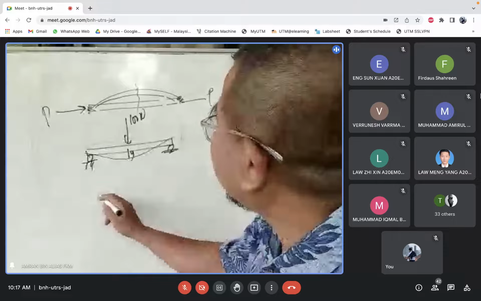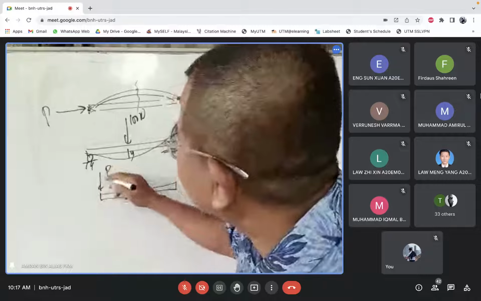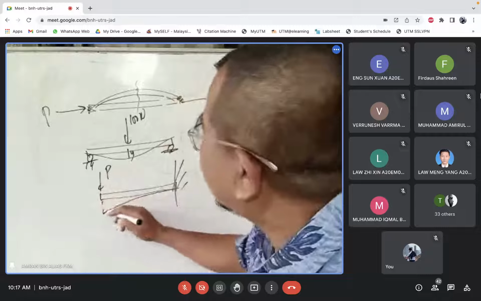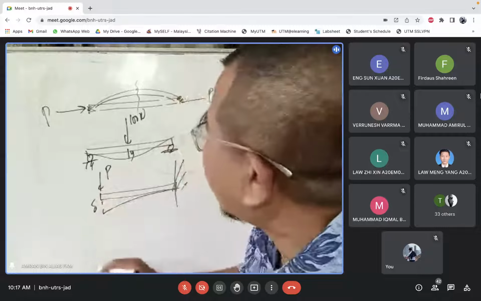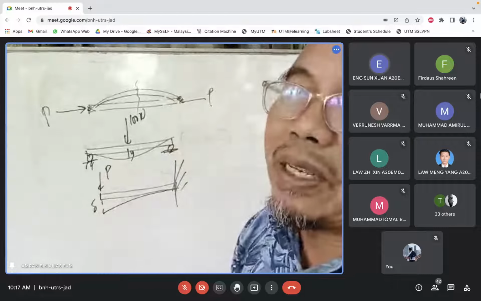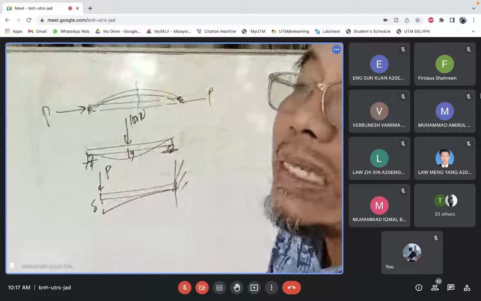Or we have something like that, and then the built-in support there, and then this deflects there. So this deflection is called delta or y. Can we find this one with Macaulay? Yes. So let us do that simple one.